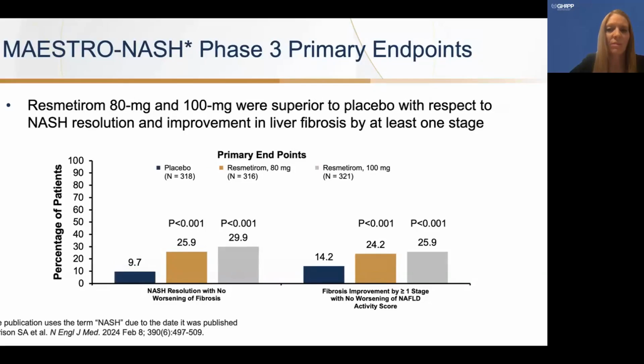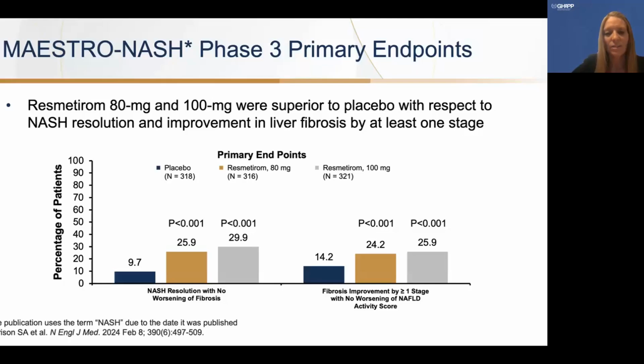So again, looking at these primary endpoints, both resmetirom 80 milligrams and 100 milligrams were superior to placebo with respect to NASH resolution, which we see there on the left, and improvement in liver fibrosis with no worsening of NAFLD activity score, which is represented on the right. In both scenarios, you can see that the 100 milligram dose was superior to the 80 milligram dose.